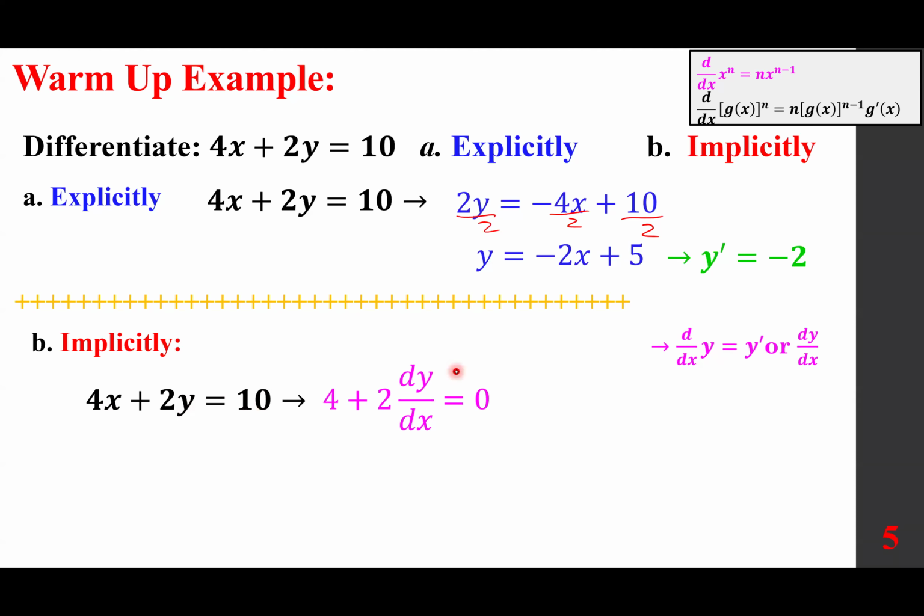I'm going to move the 4, make it negative on the right side. I'm going to divide both sides by 2. dy/dx or y prime equals negative 2. These are different formats of writing them. The advantage of dy/dx is that it's telling the reader the independent variable must be x. It's given as x.